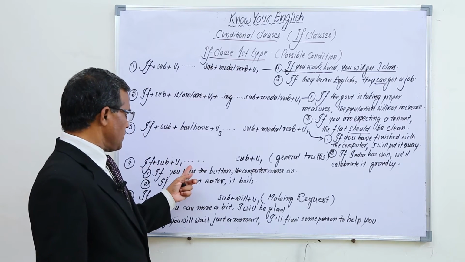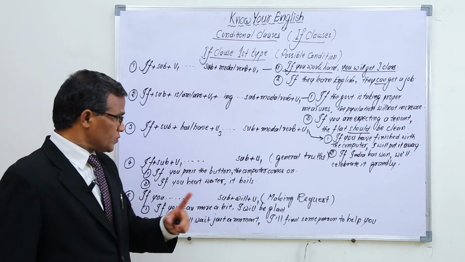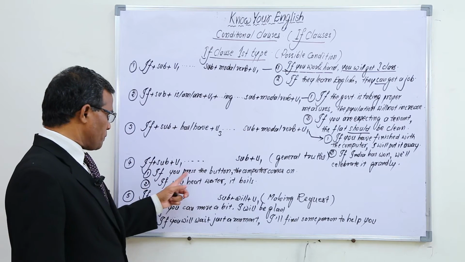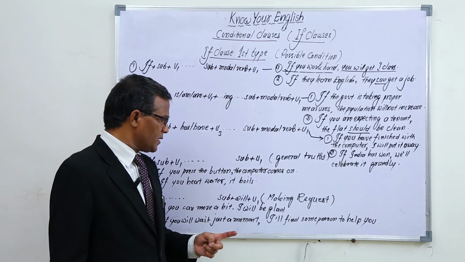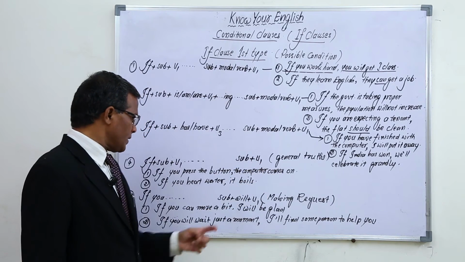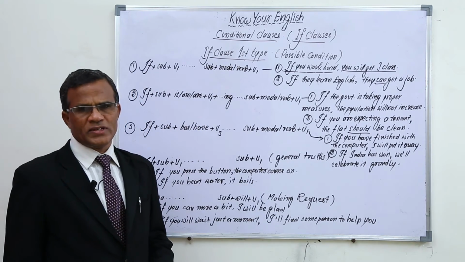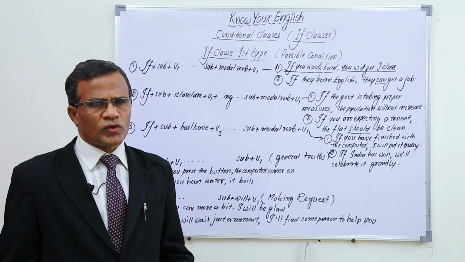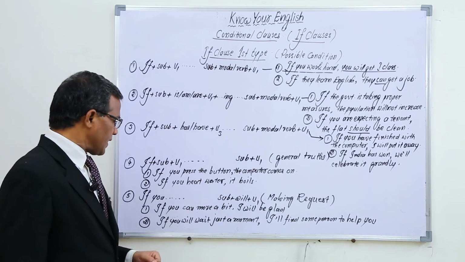Now, if subject plus V1, general truths. When we are talking about general truths, our structure should be in this way. If subject plus V1: if you press the button, the computer comes on. Press is V1, and comes on. Means if a button is pressed, the computer is on. This is a general truth only. So when it is a general truth, we have to use this structure.